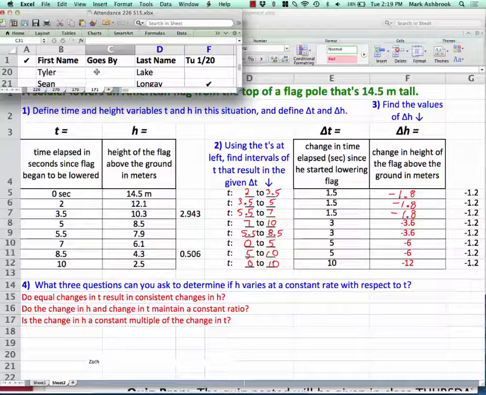All right. This is Andrew? Nick, sorry. I'm going to say they are in constant rate of change. He says yes, because delta H over delta T across all those different points is negative 1.2. Okay, so it's the same ratio of change. He's saying the changes are in the same ratio. Therefore, H and T are in constant rate of change.